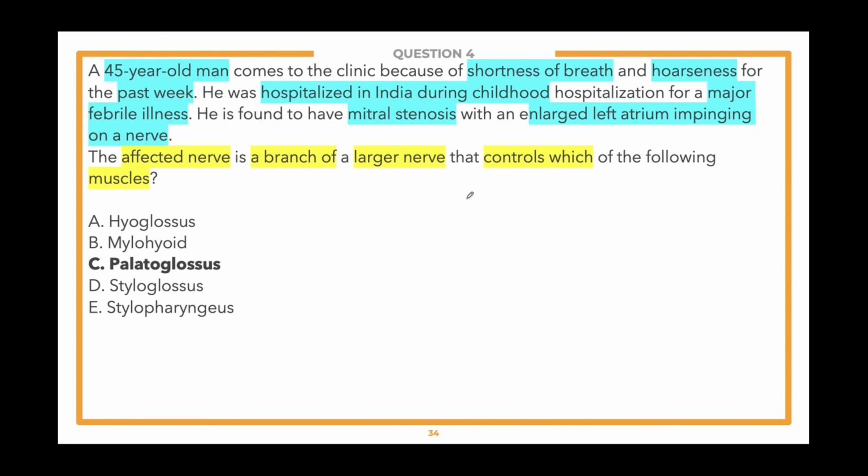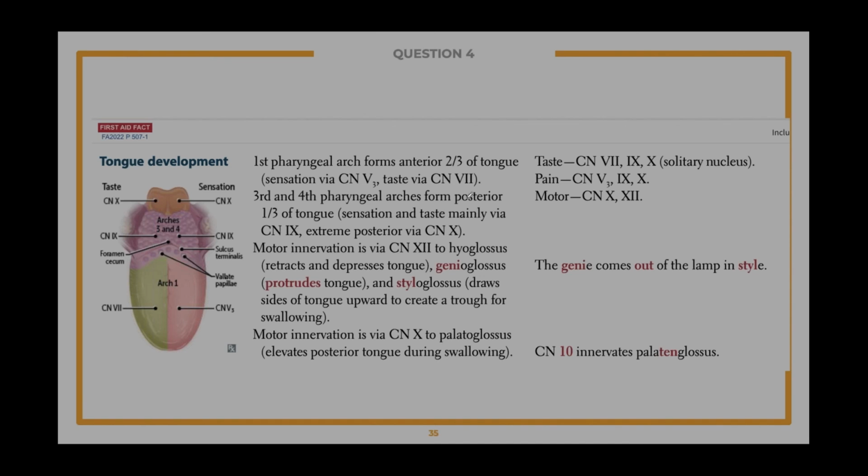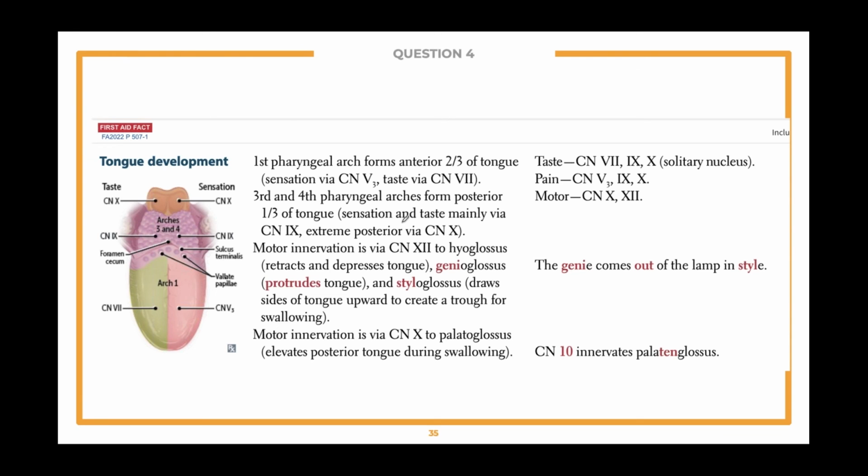Okay. If we take a look at the next slide, we can take a look at that tongue development, and we can see there what muscles are innervated by which nerve. Okay. So we can see there at the very bottom, motor innervation via cranial nerve 10, or the vagus nerve, is to the palatoglossus, which was the correct answer in our question. Okay, a lot of the other motor innervation to the tongue muscles are from cranial nerve 12, as you can see there. Okay, so if we now take a look at our question and our answer choices, you can see there why answer choice C is the best answer.